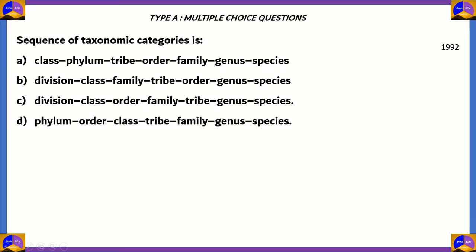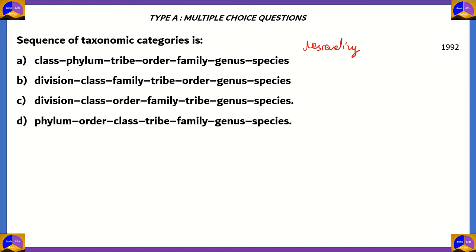Now let's look at this question. Which of these sequences of taxonomic categories is correct? We have 4 options given here. And we need to choose which one is correct here. And the catch is that these categories are supposedly in descending order. So that means the higher category comes first, the higher taxon comes first, and then the lower ones.